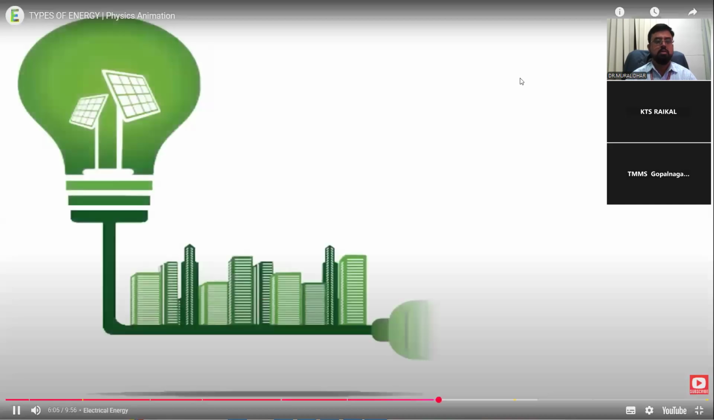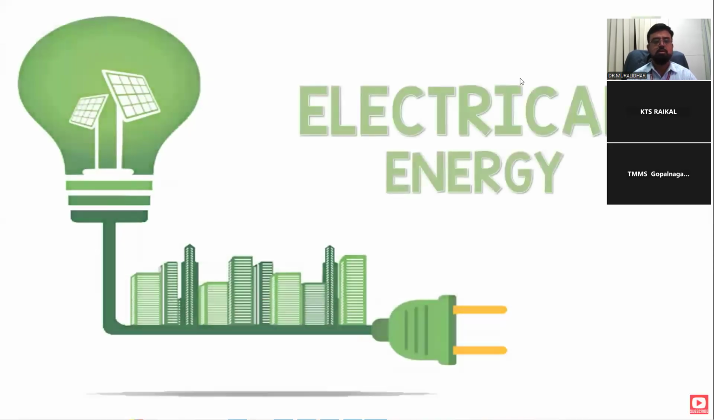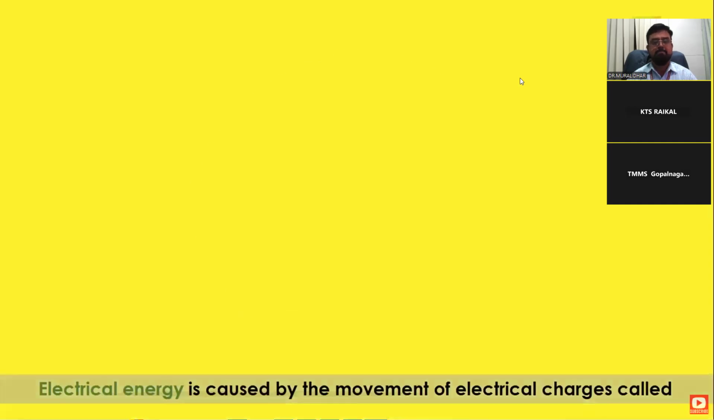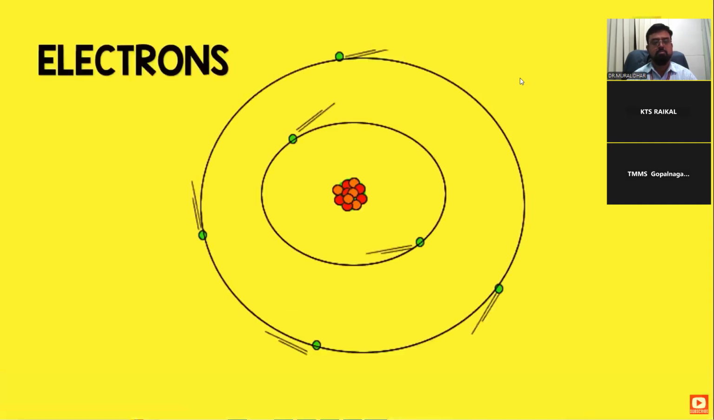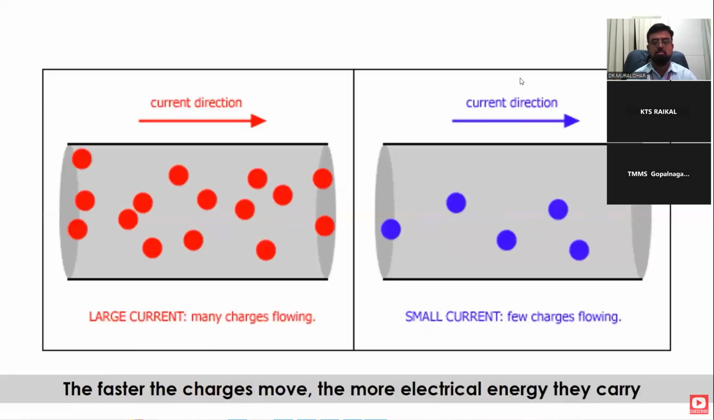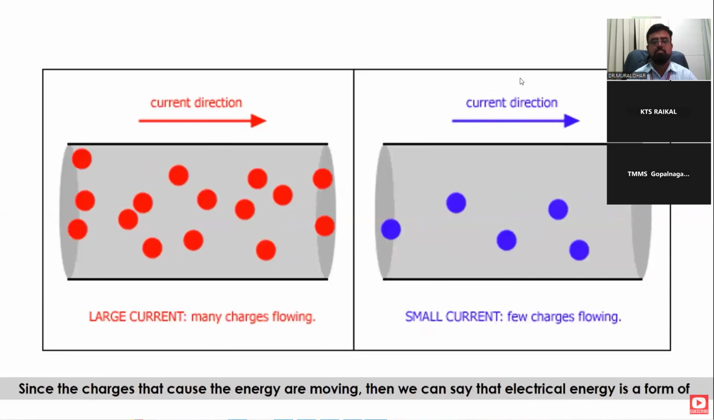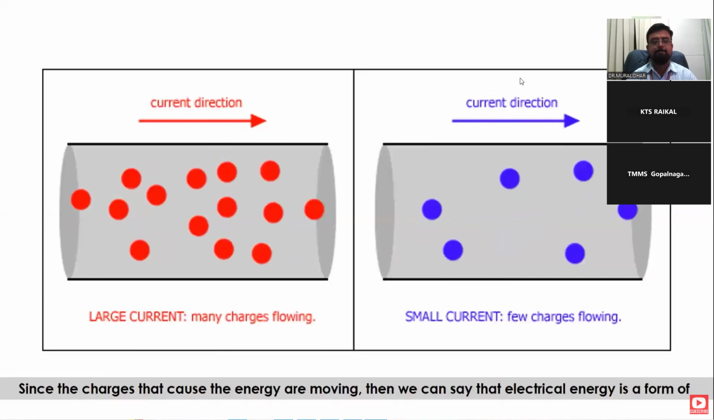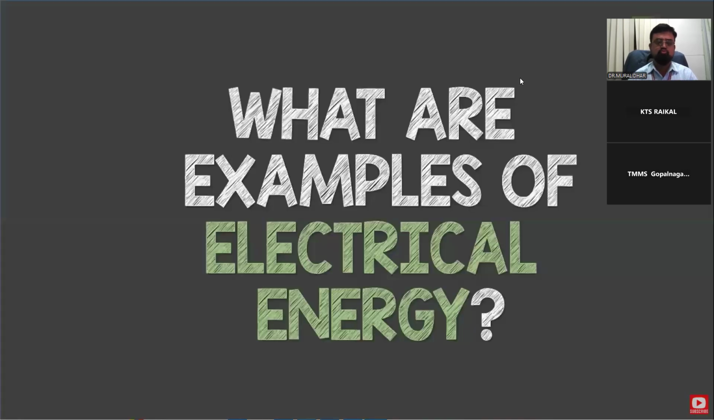Moving on to the next type of energy, we have the electrical energy. Electrical energy is caused by the movement of electrical charges called electrons. The faster the charges move, the more electrical energy they carry. Since the charges that cause the energy are moving, then we can say that electrical energy is a form of kinetic energy. So what are the examples of electrical energy?